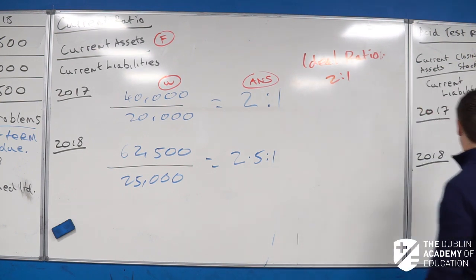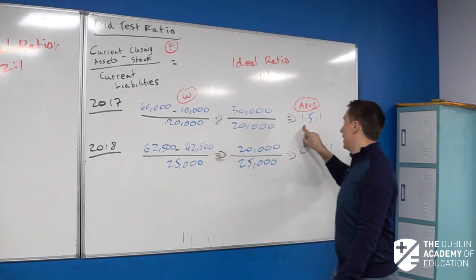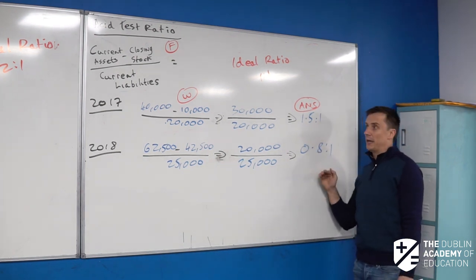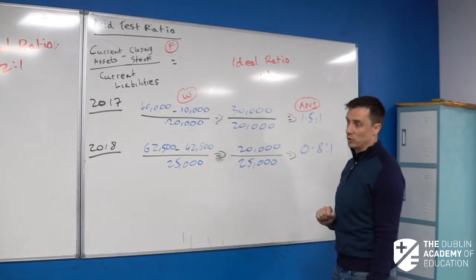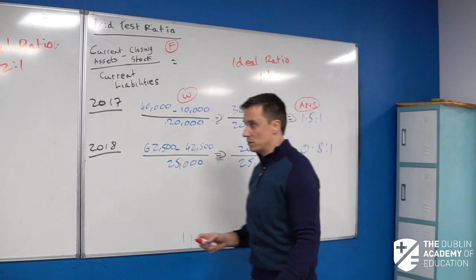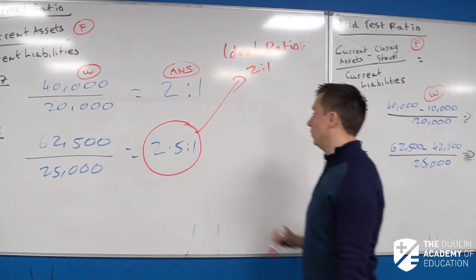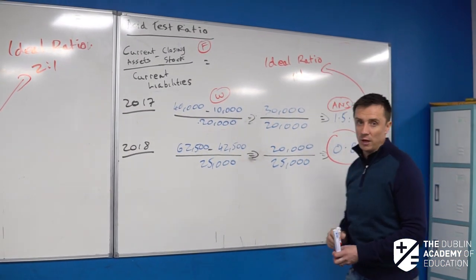We jump over here to the next one. We say the acid test ratio has decreased from 1.5 to 1 to 0.8 to 1. Okay, and now 0.8, this is where they currently are, is below the ideal ratio of 1 to 1. Okay, so make sure, guys, what they want you to spot there is that currently, this year especially, are they below or above the ideal ratio? And just keep that in mind when you're going through those questions.